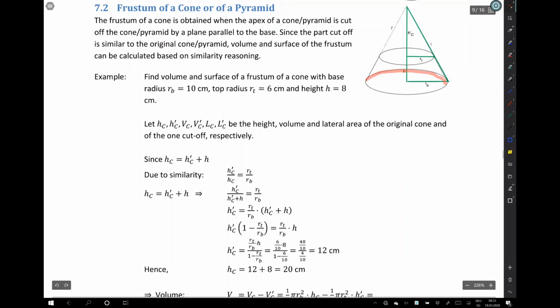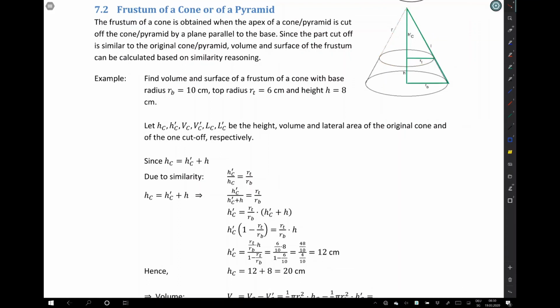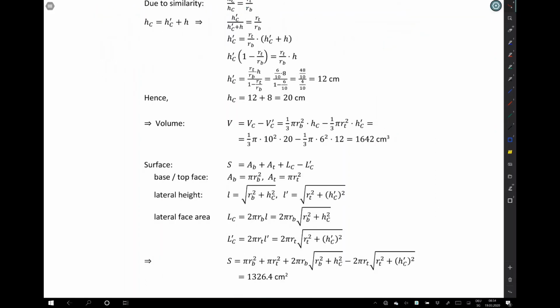Well, it consists of the base face and the top face, and it consists of this lateral face. To find this lateral face, we take the lateral face of the original cone, and when we take that one, we have overestimated the lateral face of the frustum, namely by the lateral face of the small cone. So we have to take the difference of these two lateral faces. Note that the radius of the top face of the frustum is the radius of the base face of the small cone. And so we get in the end for the volume of the frustum 1642 cubic centimeters, and for the surface of the frustum 1326 square centimeters.